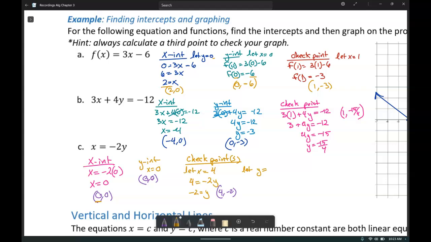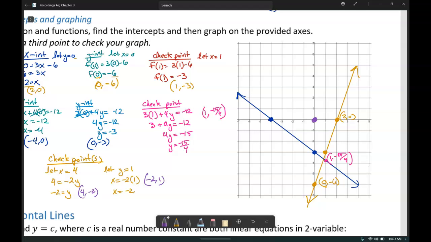And then let's pick a value of y this time. Let's let y equal 1, something that we don't have already. So x equals negative 2 times 1. So x equals negative 2. So we have the ordered pair negative 2, 1.